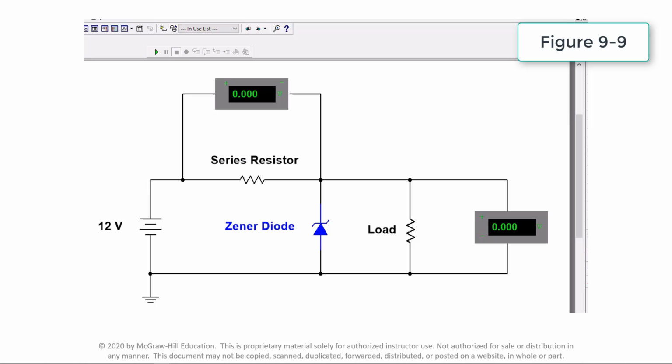Voltage drop across the Zener diode will be equal to the Zener diode's voltage rating. Voltage drop across the series resistor is equal to the difference between the Zener voltage and the input voltage. Note that the Zener diode's voltage remains constant as the input voltage changes within a specified range.